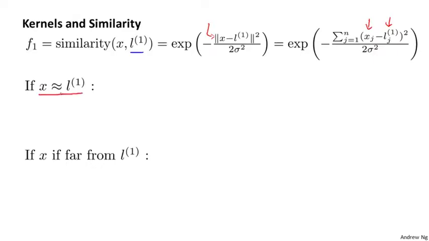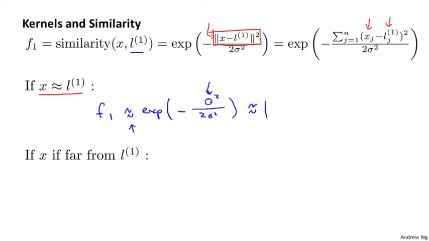Suppose x is close to one of the landmarks. Then this Euclidean distance formula in the numerator will be close to 0, right? That is, the squared distance between x and L will be close to 0. And so f1 will be approximately e to the minus 0 squared over 2 sigma squared. So e to the minus 0, e to the 0, is going to be close to 1. I put the approximation symbol here because the distance may not be exactly 0, but if x is close to the landmark, this term will be close to 0, and so f1 will be close to 1.